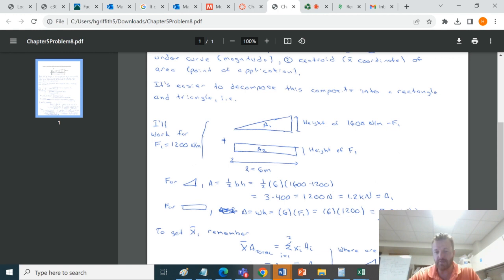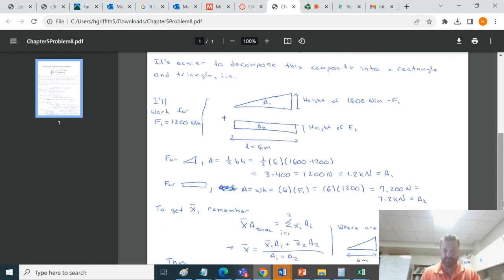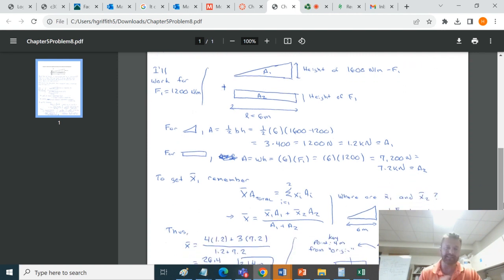That comes out to be 7,200 newtons, or 7.2 kilonewtons. So if all I were asked were to find the magnitude of the single concentrated load, I just add these two values up, 1.2 plus 7.2, that would give me 8.4. Now, the harder part is to get the centroid.